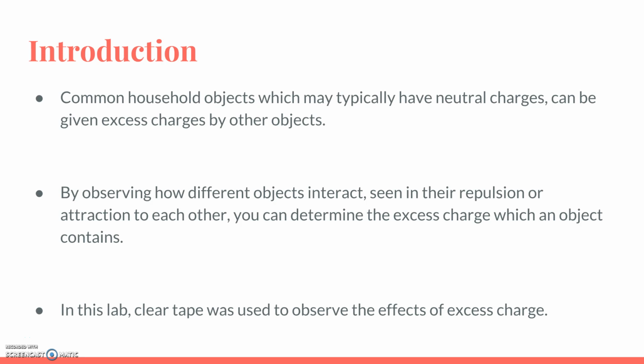So, to introduce Lab 2, it's pretty similar to Lab 1. We're going to be talking about how household objects, which are typically neutrally charged, can pick up extra charges depending on what other objects they come into contact with. Also, we'll be observing the different effects that these objects have on each other, whether it be repulsion or attraction, and how to use these effects to determine the excess charge which an object contains.